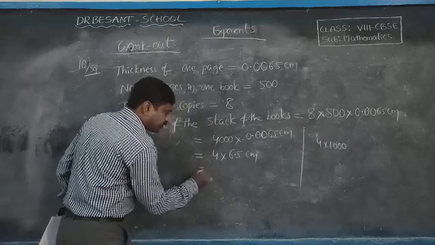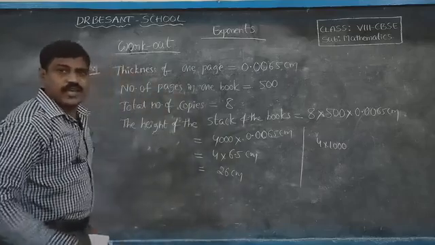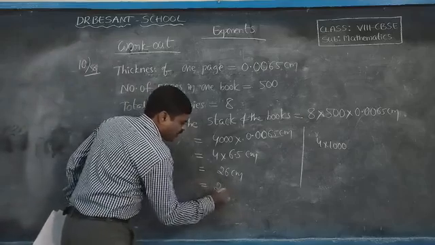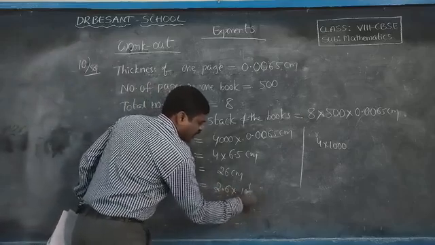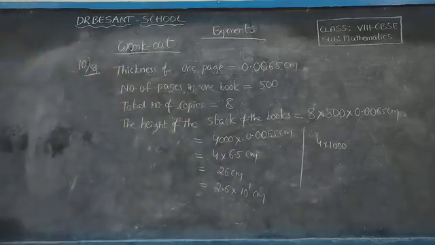That means 26 centimeter. So we have to express the 26 in scientific notation. That means 2.6 into 10 to the power of 1 centimeter. This is the total height of the stack of the books. Okay, children. So this is the 10th one solution. In this way we can complete. I hope it's very clear.